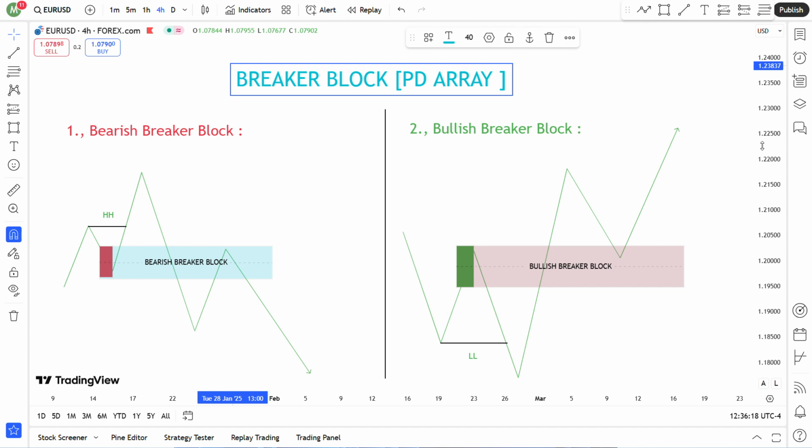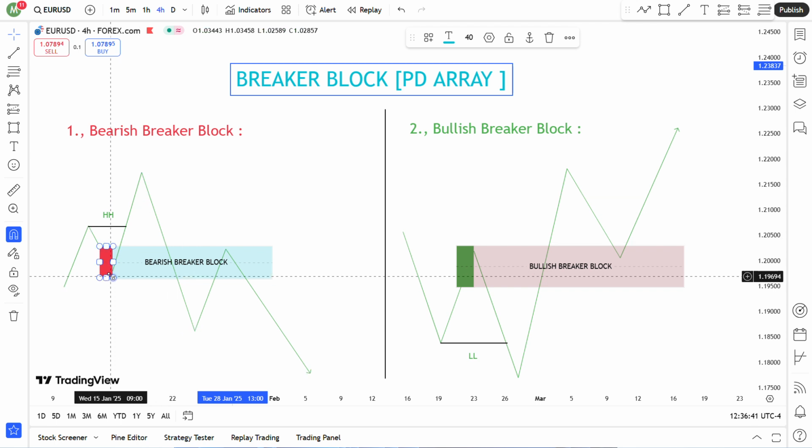Okay, how to mark them? There are two types of breaker block: bearish breaker block and bullish breaker block. First, you have to know how to mark them on the line chart. After learning that, in the next video, I will teach you how to draw the breaker block in the live market.